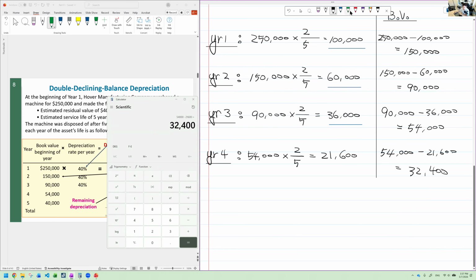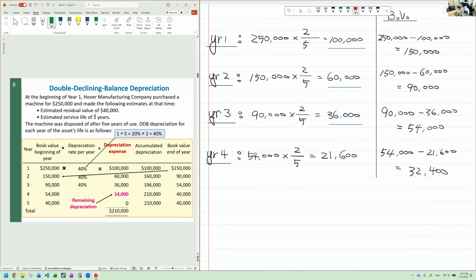$32,400. Now, this is where you have to be a little bit careful, okay? If you take a look at the information here, it says at the end of service life, 5 years, the residual value is expected to be $40,000. In other words, this residual value of $40,000 is the minimum value that you must report for this asset. However, for some reason, the book value, based on our calculation, became $32,400. This is lower than the residual value.